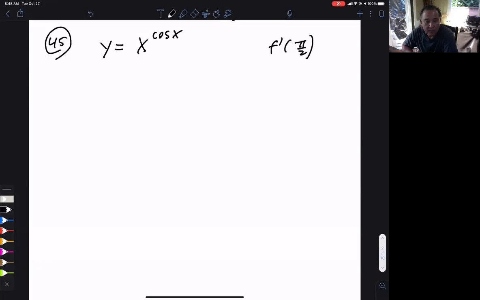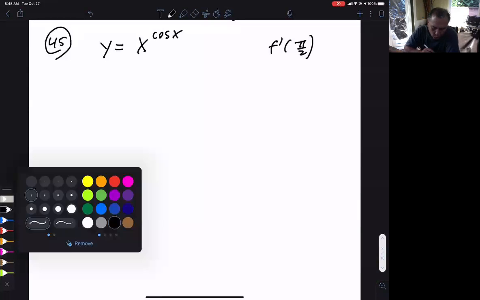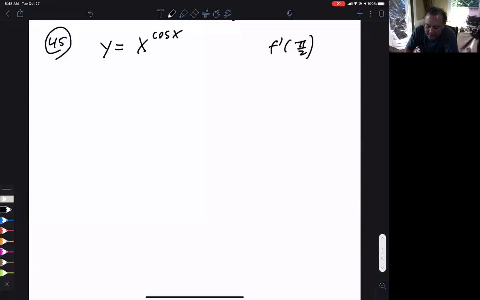So here's the problem with this one. You have to try to figure out what form it is. Is this b to the x? Is this x to the n? Because those are our two choices.